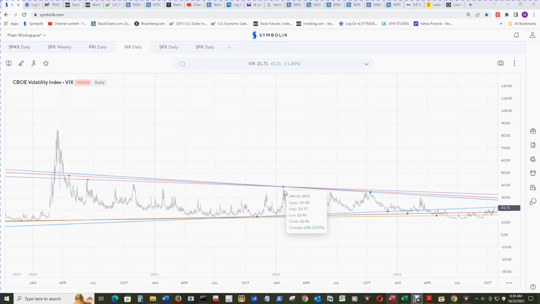So the red is anchored here. You can see some of these anchors here. So it's coming to an apex here. It's almost like a complex symmetrical triangle. So let's zoom into this area now.